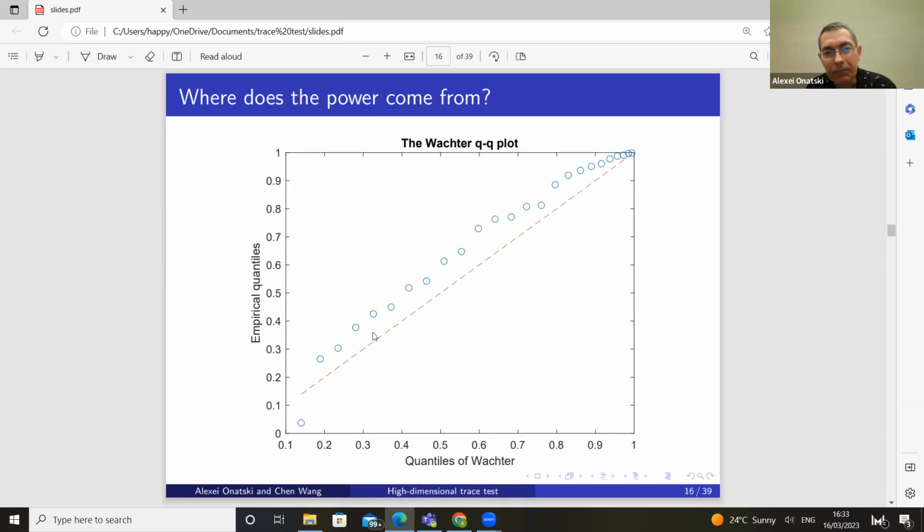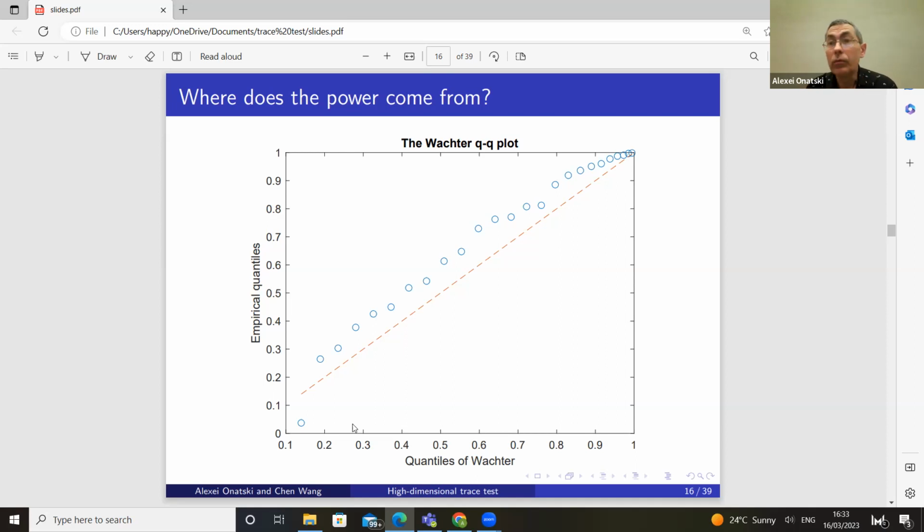Okay. So what you see here is a Wachter QQ plot. On the horizontal axis are the quantiles of the Wachter distribution, which is the limit of the empirical distribution of eigenvalues under the null of no cointegration.